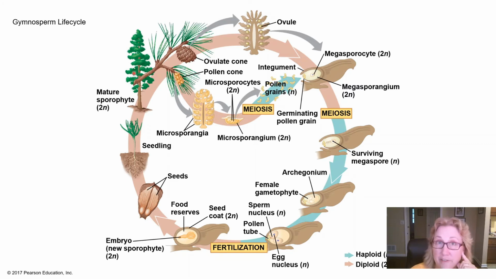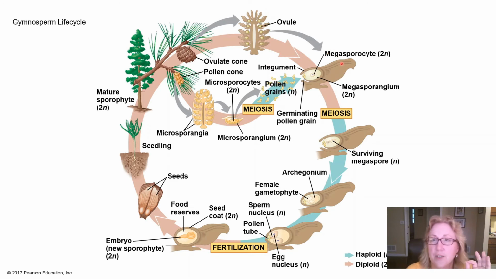Here's our sporophyte. Remember, the plant we see is the diploid sporophyte. And we have two kinds of cones. The cone that's going to produce the female gametes and the cone that's going to produce the male gametes. So sporophytes produce spores. So our female cone is going to produce the megaspore, because the megaspore is the large, it's going to produce the egg.